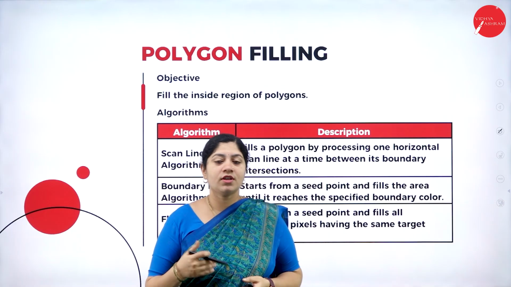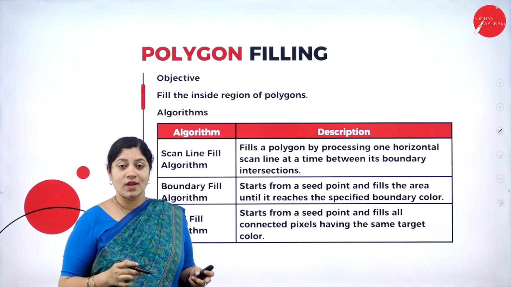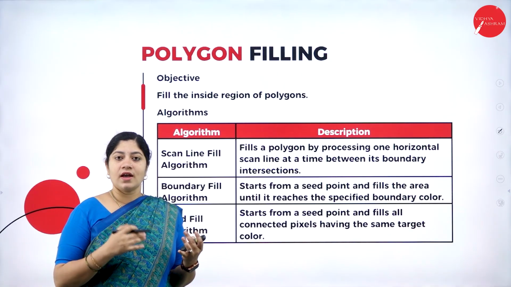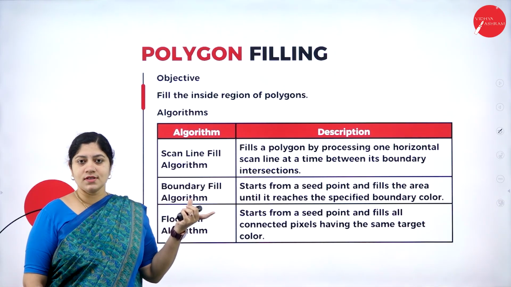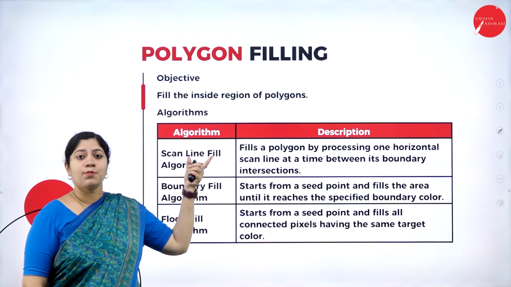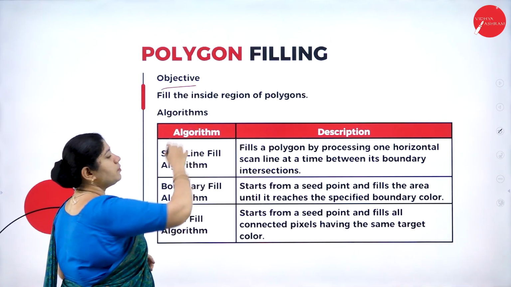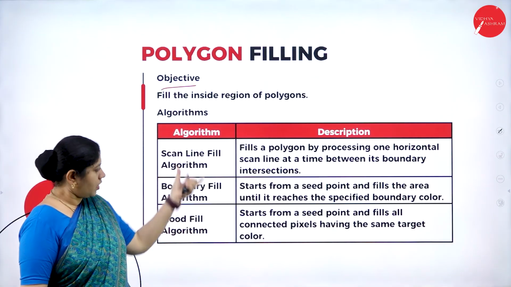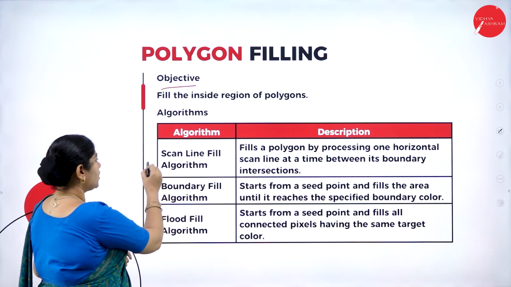All right, now we saw the line drawing algorithm and circle drawing algorithm. Now next, what if we have other shapes other than line and the circle? So other shapes are altogether considered as a polygon, isn't it? So now let's see what are the different polygon filling algorithms that are available. The objective of this algorithm is to fill the inside region of a polygon. So now we have three different types of algorithms with respect to this. So let's see what is that.